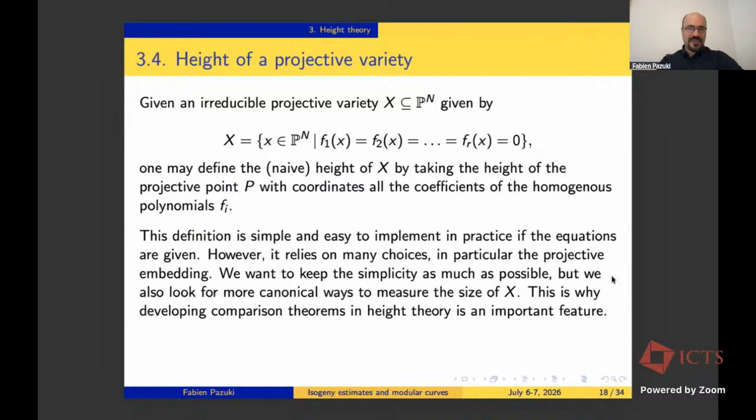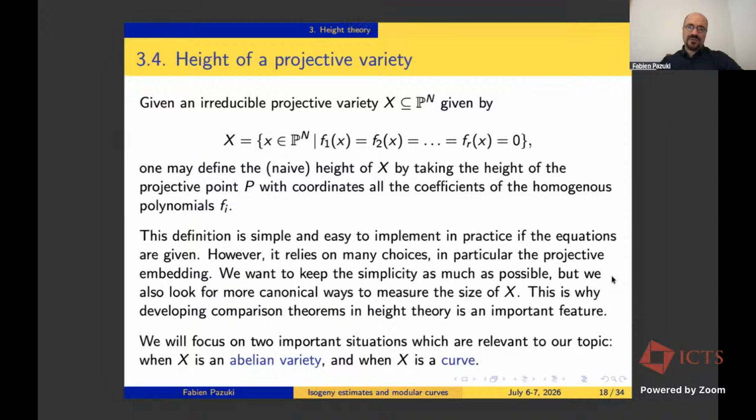So in the sequel, I decided to present two important situations that are, of course, the ones relevant to our topic. So that's when X is an abelian variety. So the abelian varieties are projective, so they fit in this game. And then when X is a curve, a projective curve. So why is that relevant? Well, the moduli space we study, X_0(n), is a curve, so fine.